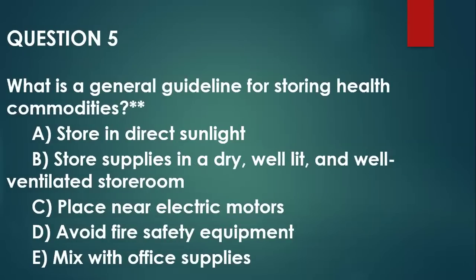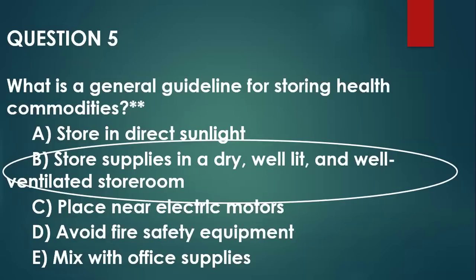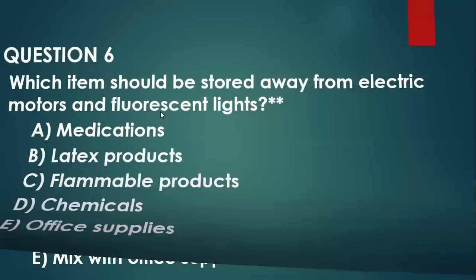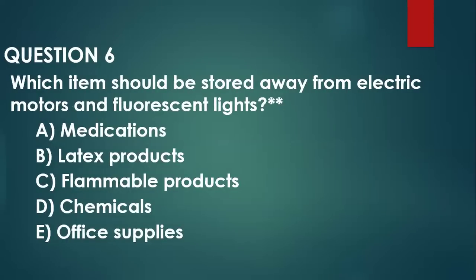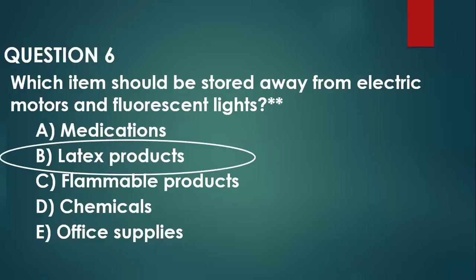Number five, what is a general guideline for storing health commodities? The general guideline would be store them in a dry, well-lit, well-ventilated storeroom. This is to prevent damage to the kits. Question number six, which item should be stored away from electric motors and fluorescent lights? Well, latex products like gloves usually have a way of getting melted, squeezed, burnt when they stay near these kinds of things.